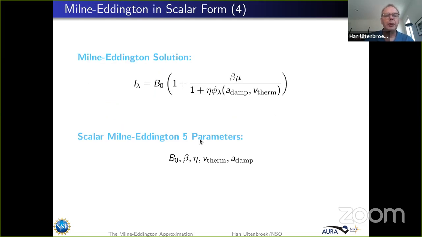So now we have the Milne-Eddington solution from two slides before, which is B0 times 1 plus beta times mu, divided by 1 plus eta, the line strength relative to the continuum, times the normalized absorption profile, which depends on the damping coefficient and the thermal broadening. And so now your intensity depends on 5 parameters listed here in the atmosphere at the line formation height.